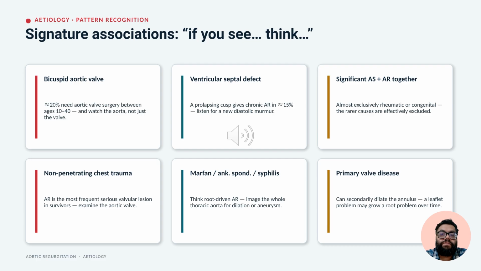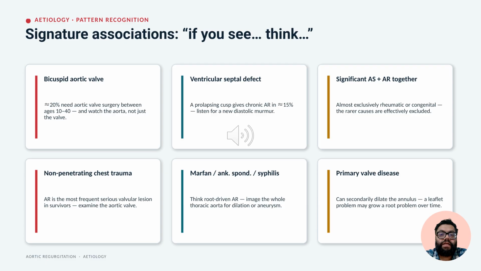See a ventricular septal defect and a new diastolic murmur, and a prolapsing cusp around 15% should spring to mind. The combination of genuinely significant stenosis and regurgitation in the same valve is a powerful discriminator. It points almost exclusively to rheumatic or congenital disease and lets you cross off the exotic causes. In a survivor of blunt chest trauma, the aortic valve is the structure most likely to have been seriously injured. The triad of Marfan, ankylosing spondylitis, and syphilis should trigger root imaging because the AR is geometry driven.